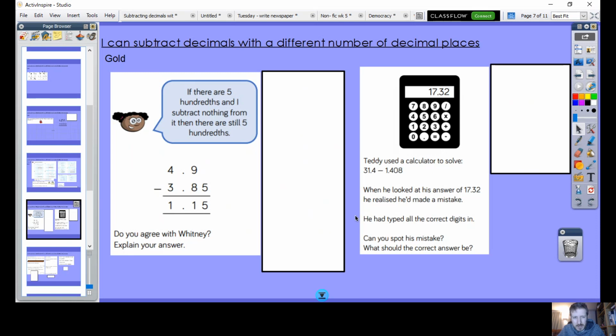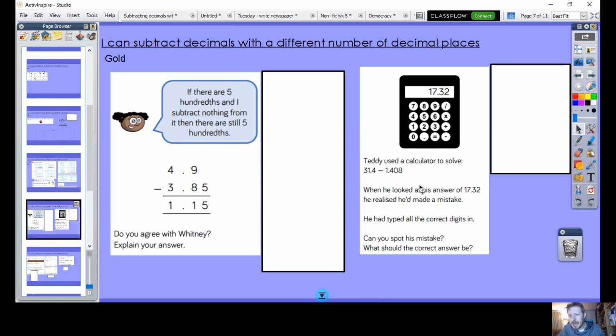Okay, moving on to our gold questions. So let's have a quick read through them first. If there are 5 hundredths and I subtract nothing from it, then there are still 5 hundredths. Do you agree with Whitney? Explain your answer. So if there are 5 hundredths and I subtract nothing from it, then there are still 5 hundredths. Do you agree with Whitney? Have a little look.